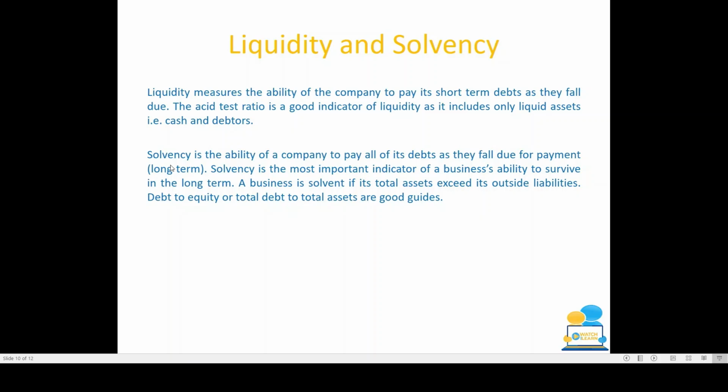Solvency is the most important indicator of a business's ability to survive in the long term. A business is solvent if its total assets exceed its outside liabilities. So debt to equity or total debt to total assets are good guides. So again, that's where the gearing ratio will come into effect.